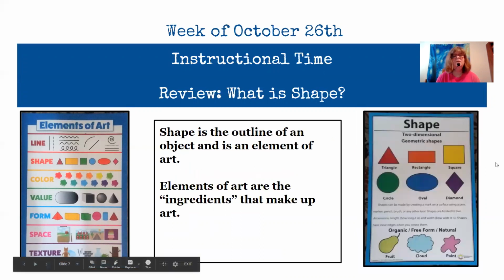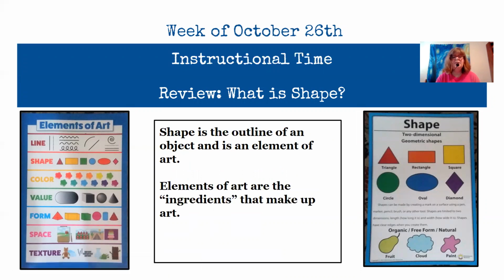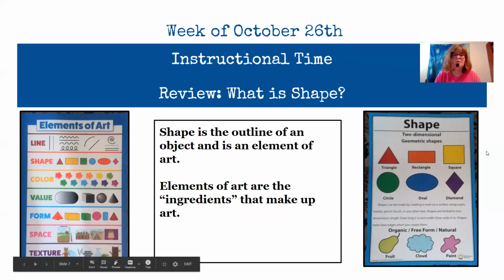Let's see, shape is the outline of an object and is also an element of art. And we talked about some basic geometric shapes like the triangle, rectangle, square, circle, oval, and diamond. And we also talked about organic shapes. Remember when we did our pumpkins, those were organic shapes. When you're thinking about leaves from trees, flowers, that kind of thing.